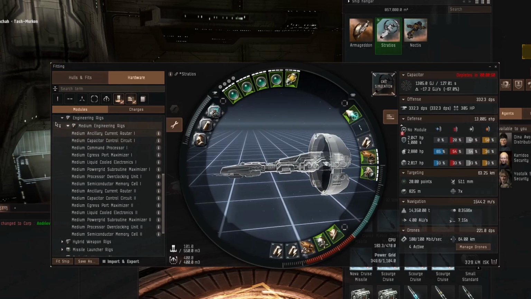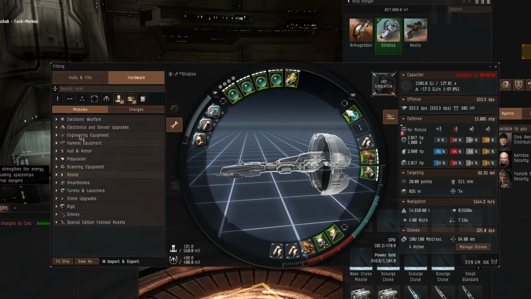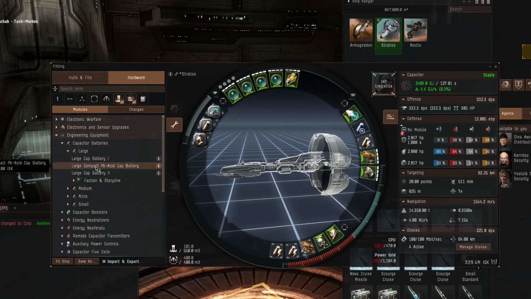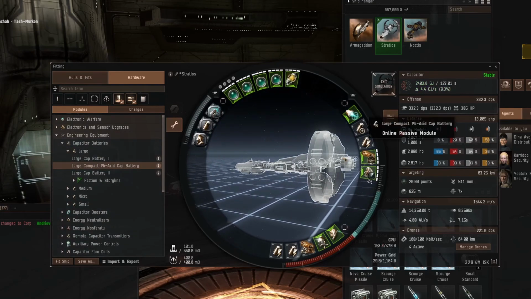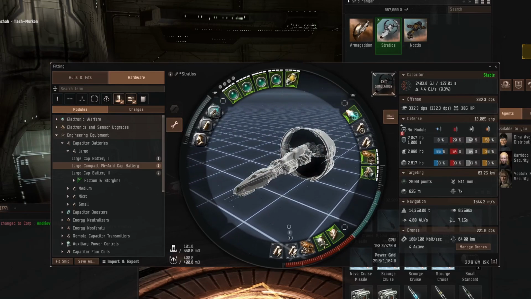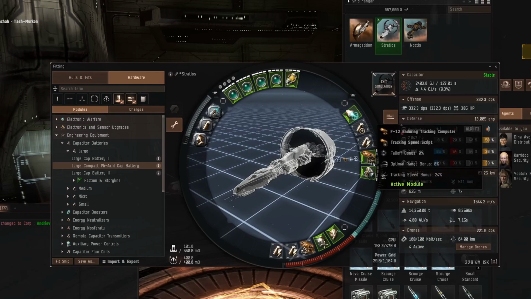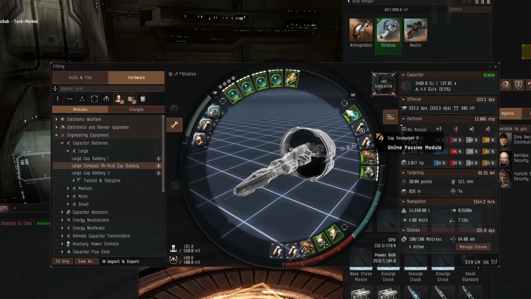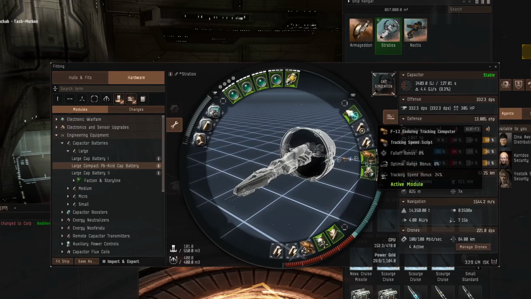For example, what we'll do, we'll put the battery back on this. See, it's showing cap stable now because we removed the two drone things and put these two cap things on. So now we have two lows, two mids and the rig. This is maybe a little bit too much, because when you have lots of cap stuff in mids, obviously this is usually your webs and warp scramblers and targeting stuff and damage application things that go here.